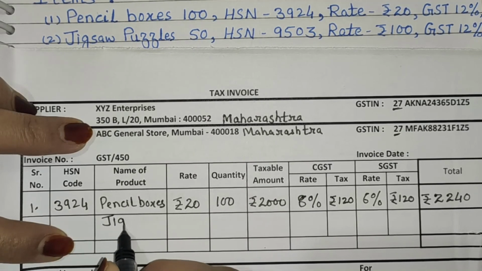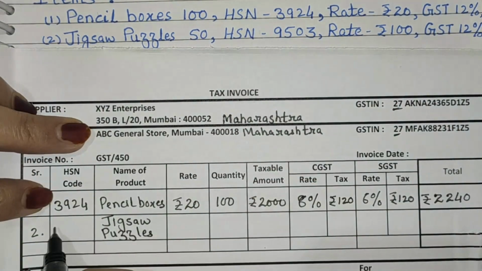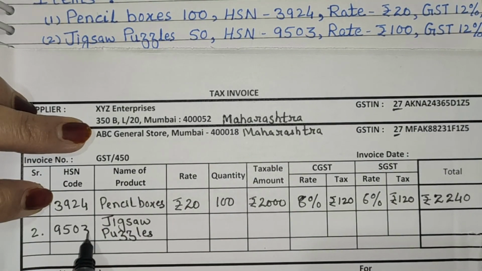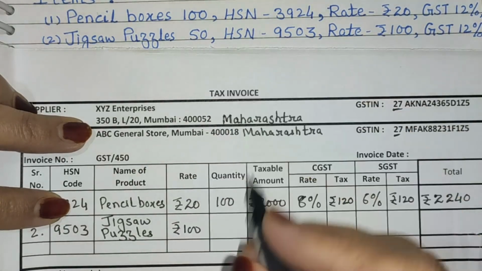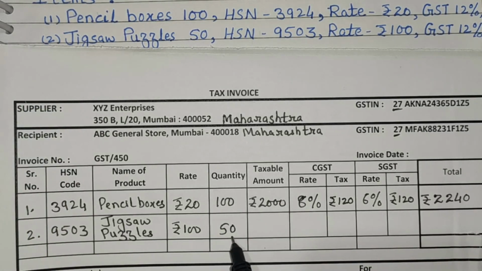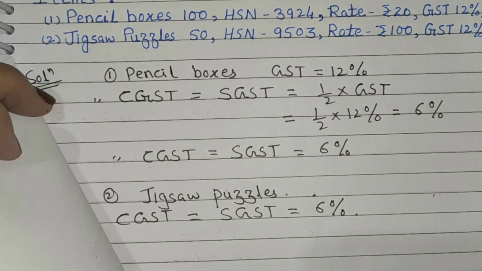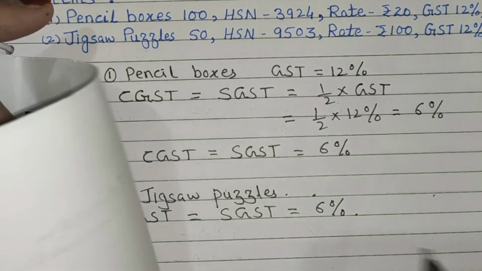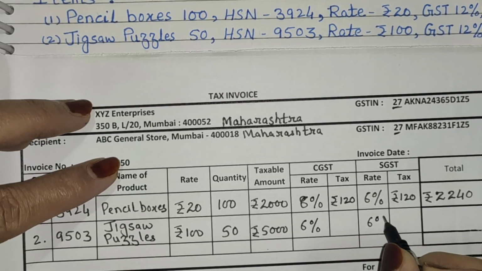Now the next product is jigsaw puzzles. Write down here. HSN code is given here 9503. Rate is rupees 100 and the quantity is 50. Now taxable amount is 100 into 50. We get rupees 5000. Now we get rate of CGST as well as SGST, both are equal to 6%. Write down here 6% and here also 6%.